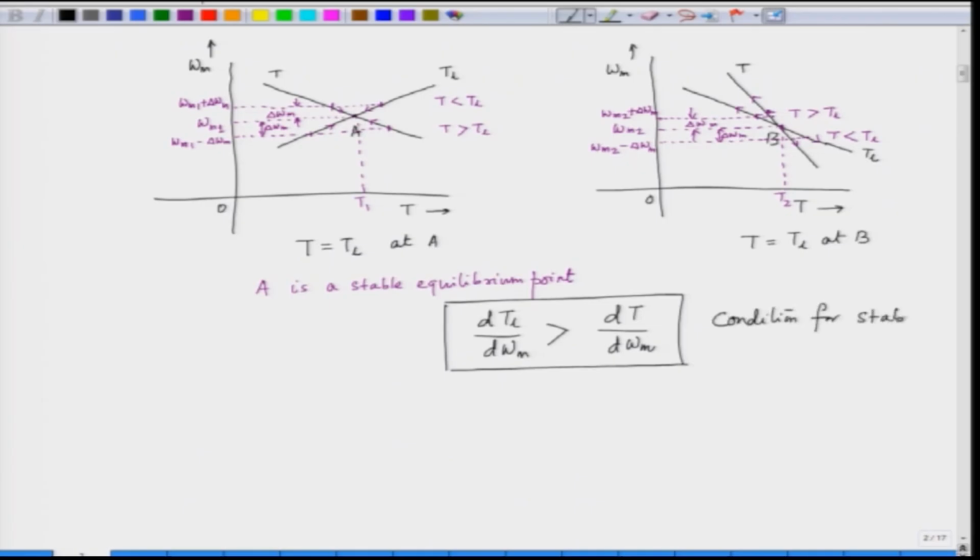So, we have to check for this condition. If the condition is satisfied, we say that that point is a stable point. If the condition is not satisfied, we say that that equilibrium point is an unstable equilibrium point. Now, let us prove this mathematically.